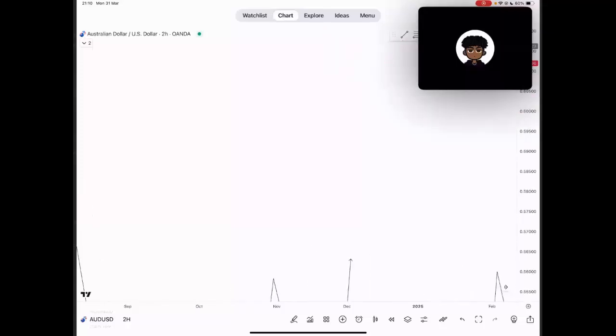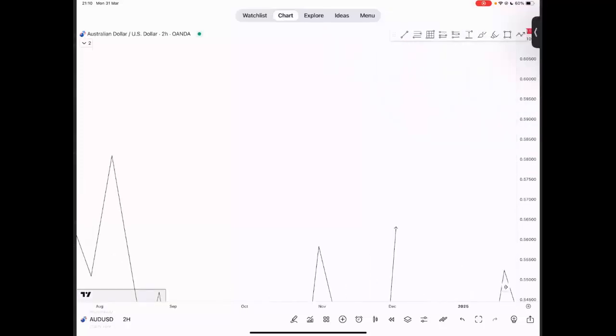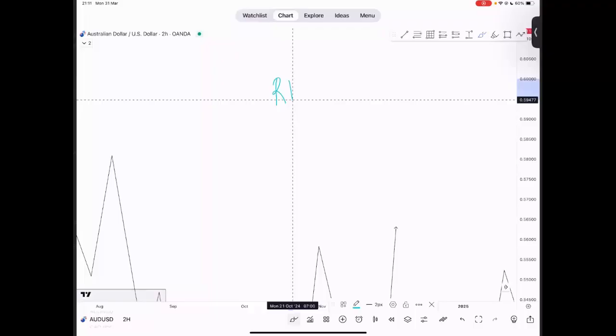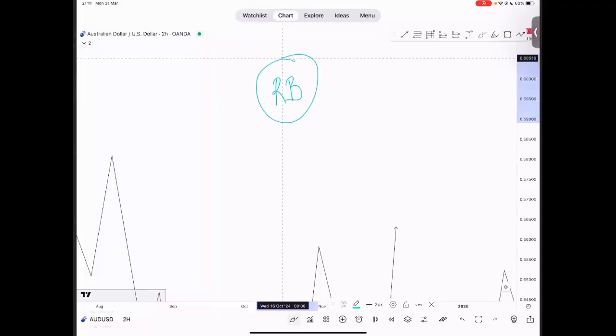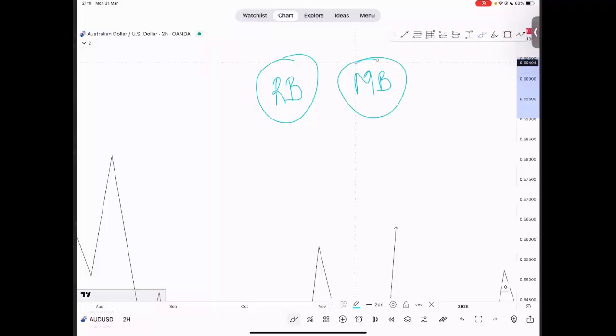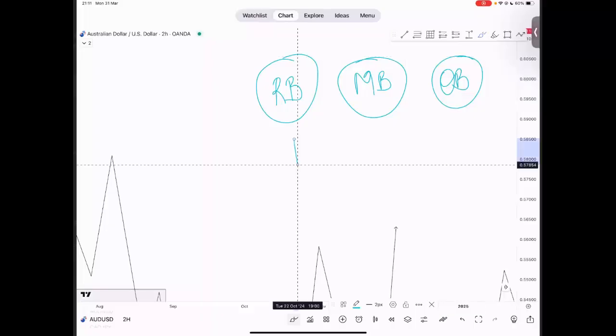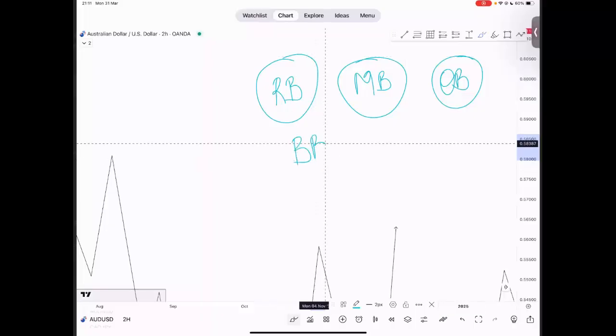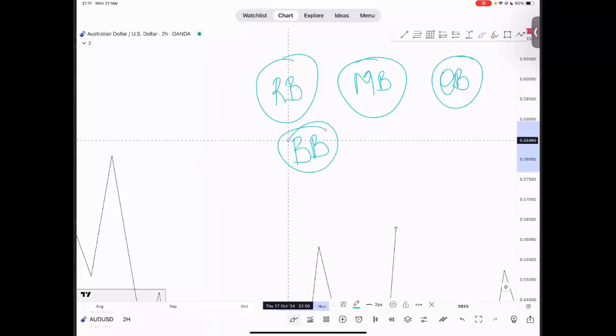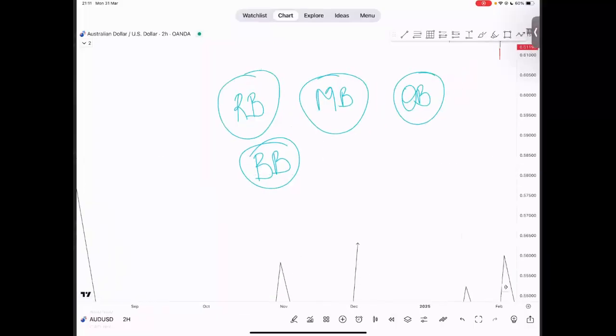Today we're going to be starting the hierarchy of PDRAs, and for today's class, we'll be looking at reclaimed blocks, always represented as RB, mitigation blocks, always represented as MB. We have other blocks, always represented as OB, and we have breaker blocks, always represented as BB.